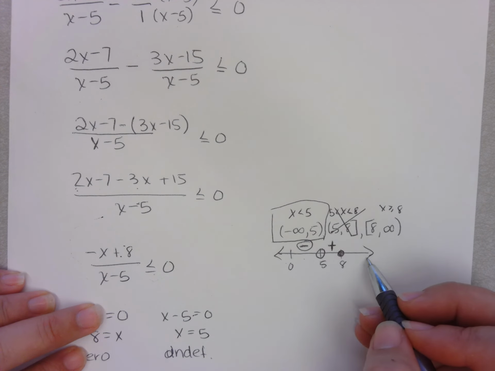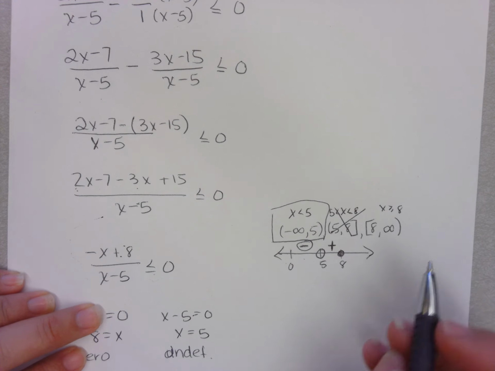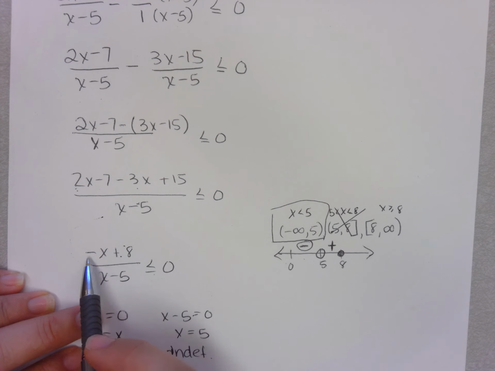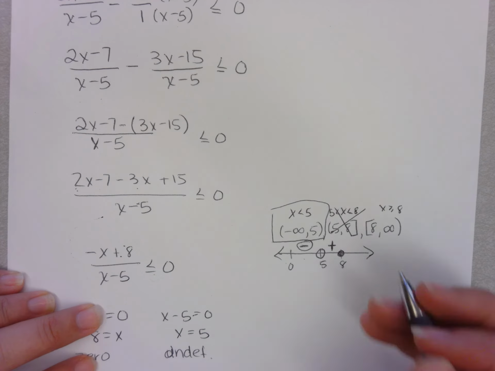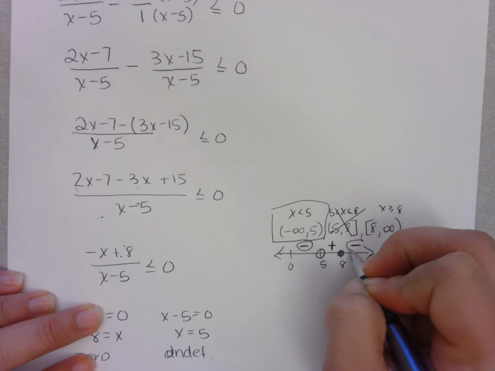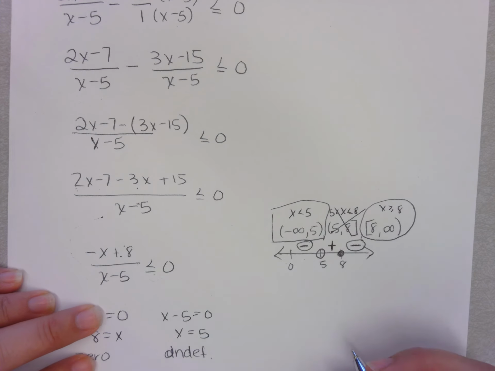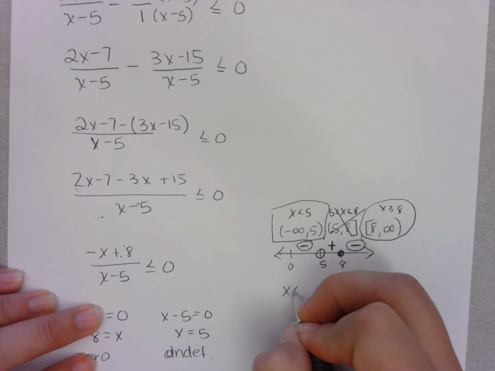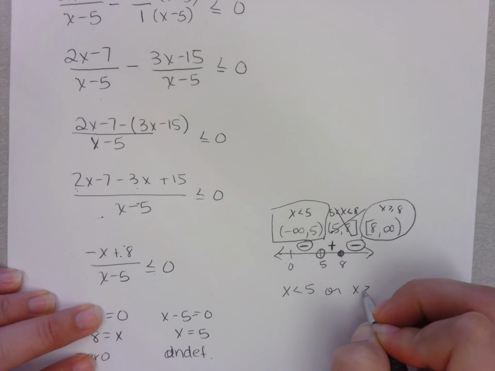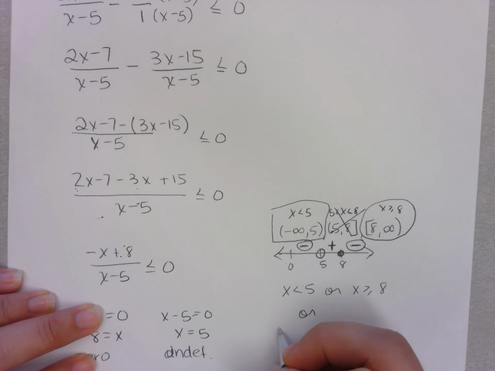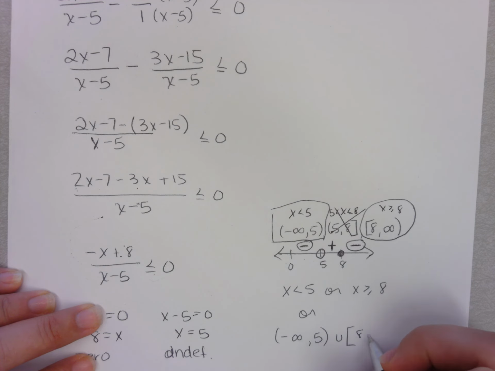So now I'm going to check out here. Let me choose a number like 10. So 10 would be negative 10 plus 8, which is negative 2. And 10 minus 5 will give me positive 5. So I have a negative on top divided by a positive on the bottom. So that's going to give me a negative value overall. So that means that this or this is part of my solution. So I could write this 2 different ways. Either I can write it as x is less than 5, or x is greater than or equal to 8, or in interval notation I could say negative infinity to 5, union 8 to positive infinity.